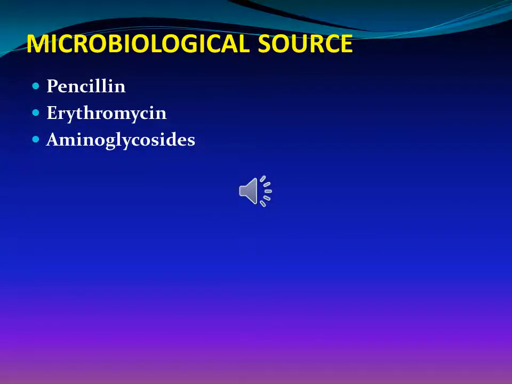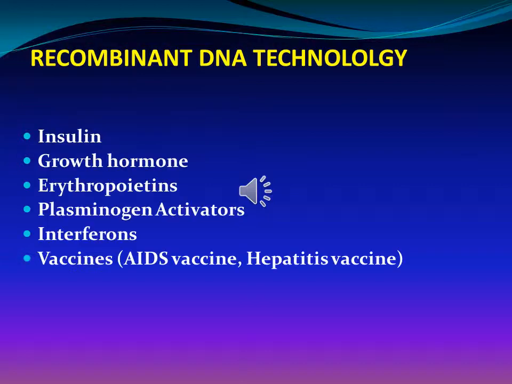The microbiological source includes Penicillium notatum, which is a fungus which gives penicillin. Actinobacteria gives streptomycin, while aminoglycosides such as gentamicin and tobramycin are obtained from Streptomyces and Micromonospora. The recombinant DNA technology involves cleavage of the DNA by enzyme restriction endonucleases.